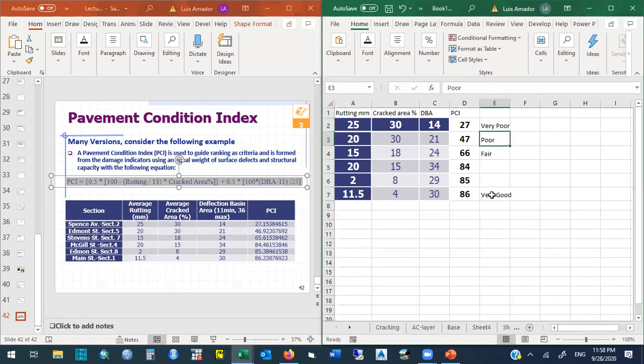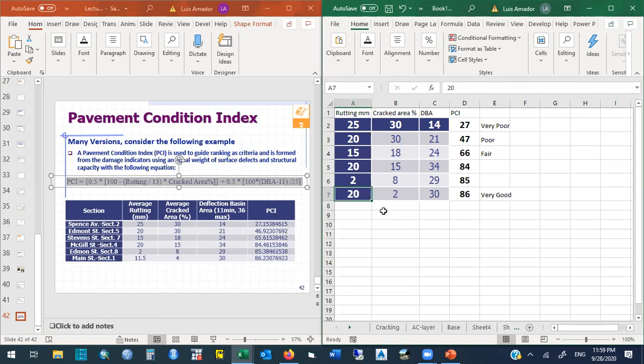But if I only have this and I don't have the rest, so the rest is hidden to me, then I don't know what type of repair I need to do on the pavement by looking at the PCI. For instance, let's imagine the rutting is 20. But the crack area is very low. And the deflection basin area is that. I still get the 86. But my rutting of 20 means that I have a lot of rutting.